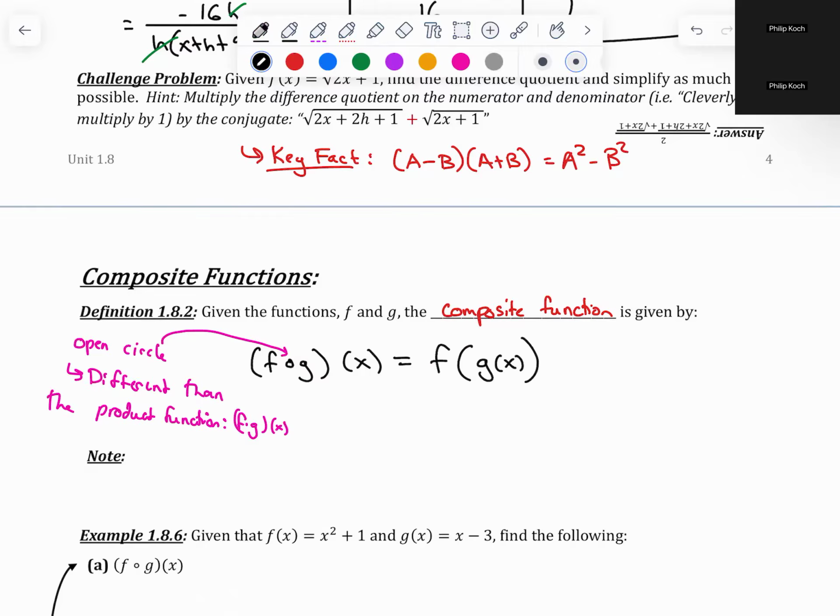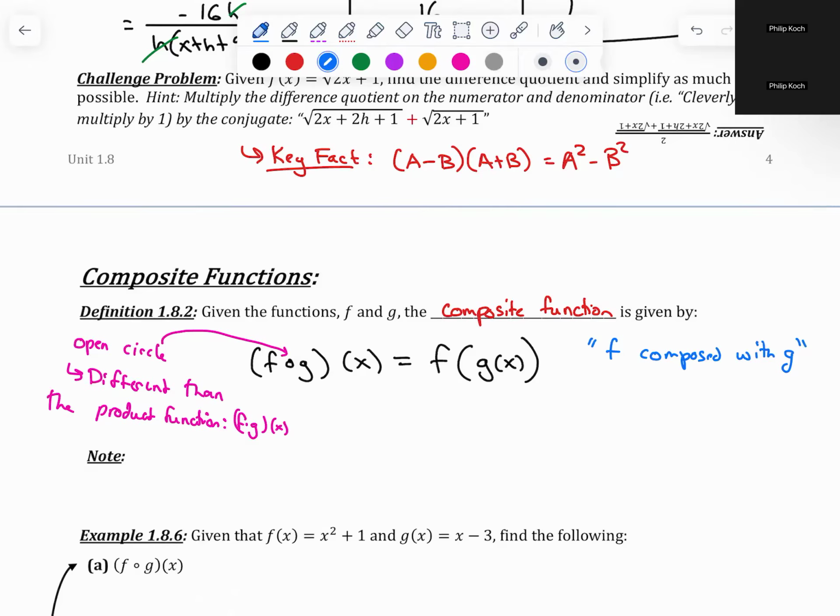And you say f composed with g. That's how it's said: f composed with g, and it's equal to f of the quantity g of x. So you're plugging a function into another function. Meta, very meta. You're functioning a function, essentially.